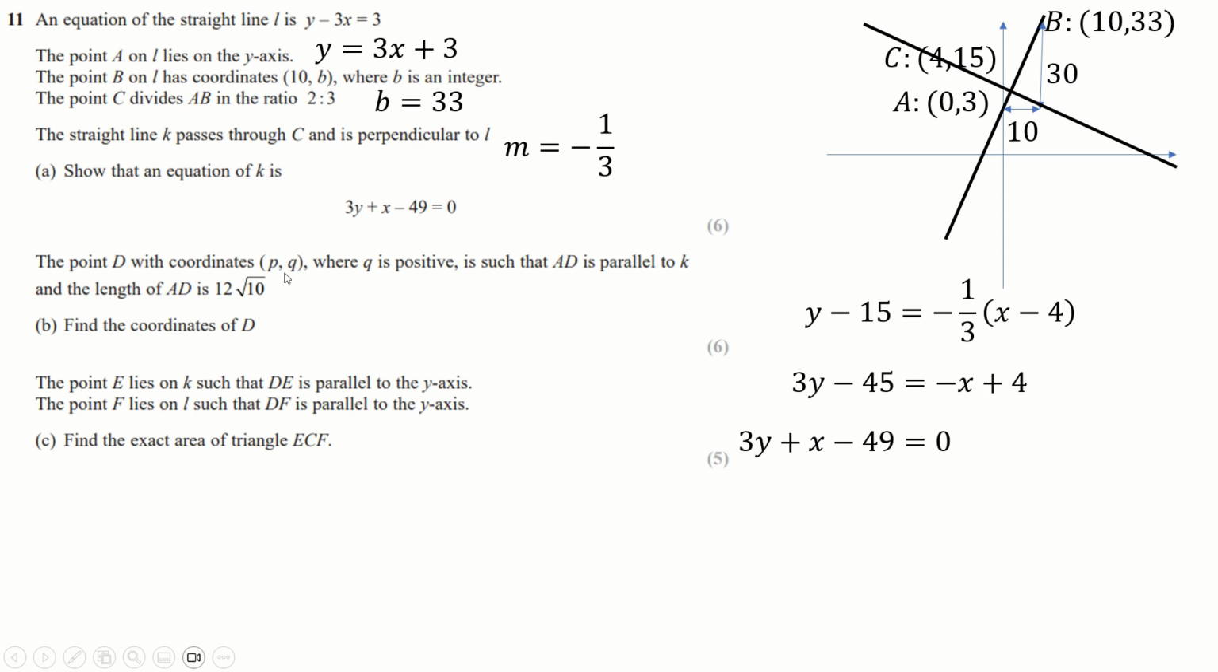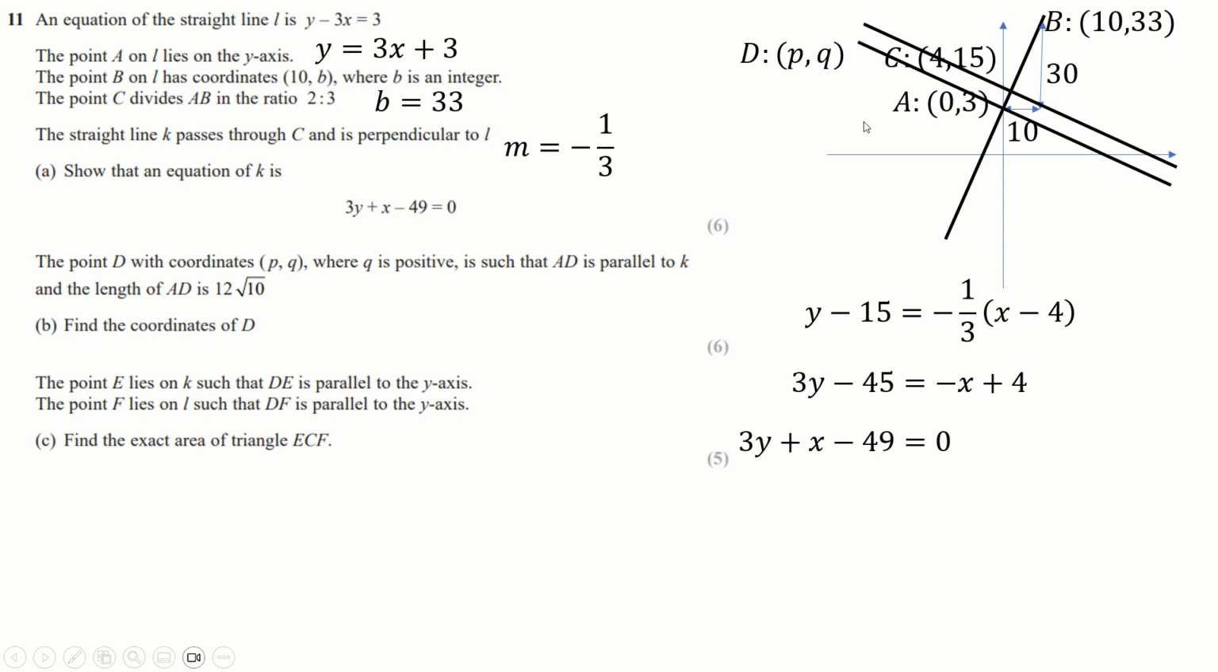The point D has coordinates p, q and is on, and what's even going on here, such that A to D, so A was here, remember, A to D is parallel to this line K. Remember, K was the second line. So A to D, so D is probably up here somewhere, such that A to D is parallel like this. So D maybe is up here somewhere, the coordinates p, q. It could be down here as well. And in fact, I think we'll find both, but it will end up being up here because q is positive, so it's above the x-axis. But anyway, length of A to D is 12 root 10.